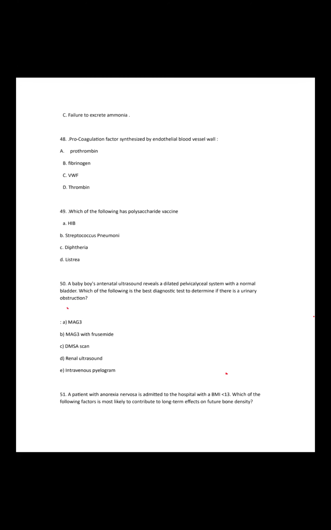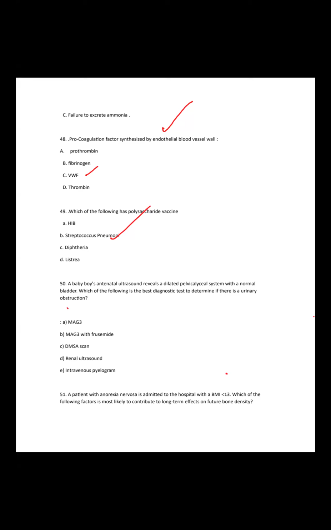Procoagulation factor synthesized by endothelium is von Willebrand factor. Which of the following is a polysaccharide vaccine? So polysaccharide is our Streptococcus pneumonia. Okay. Now, Hib is a conjugate vaccine combined with others, and diphtheria is a toxin. Okay. Listeria, we don't have any vaccine for Listeria.